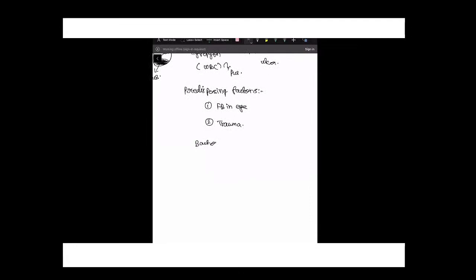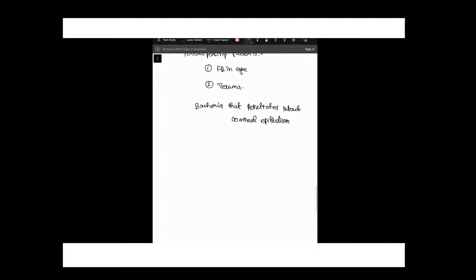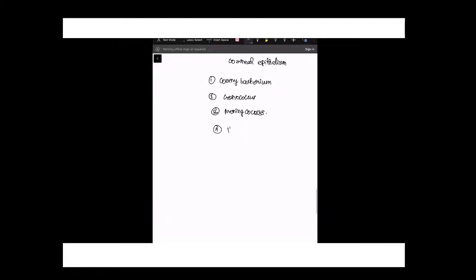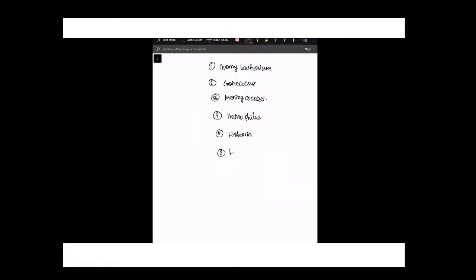Bacteria that penetrate intact corneal epithelium are: number one, Corynebacterium; Gonococci; Meningococcus; Haemophilus; Listeria; and Shigella.